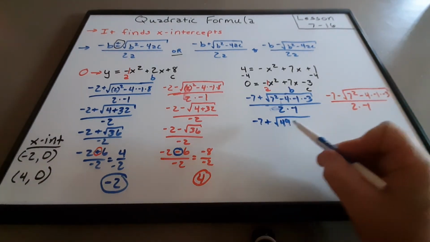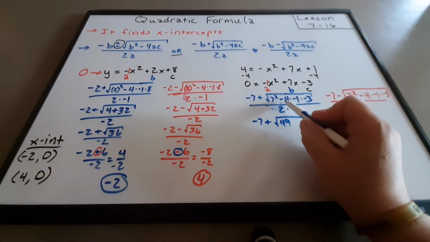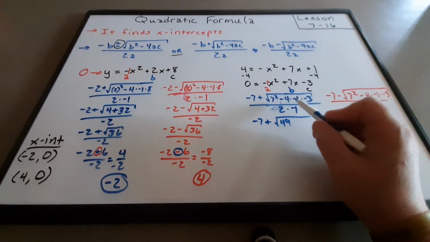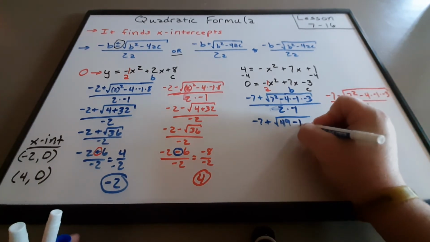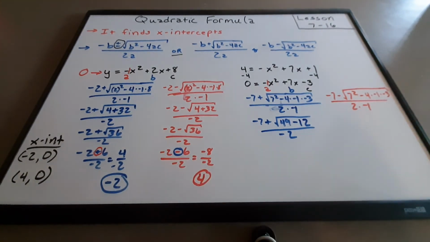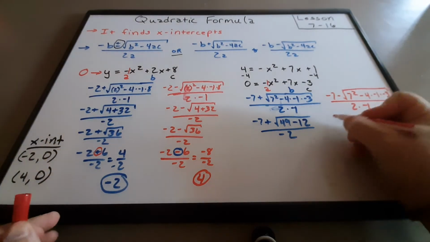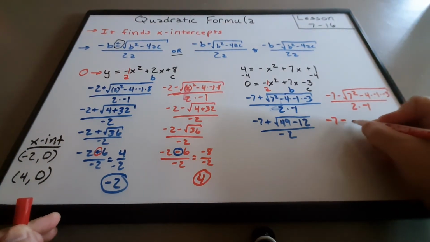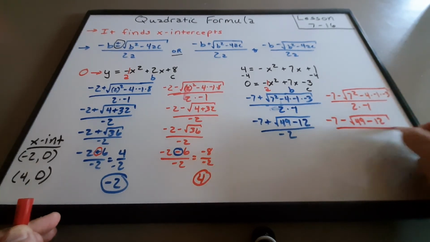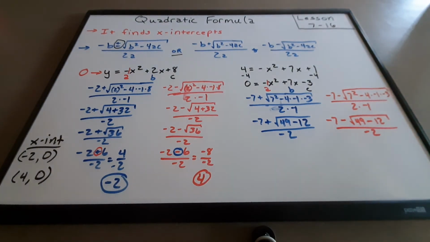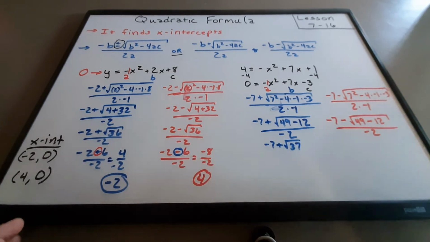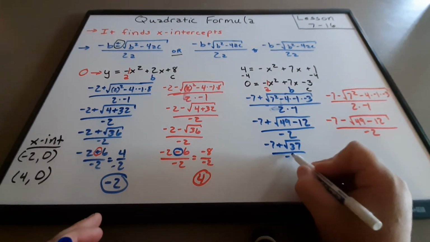And then we just go about doing this work. All right, so we did negative 7. 7 squared is 49. So we do negative 4 times negative 1 times negative 3. Negative 4 times negative 1 is 4. 4 times negative 3 is negative 12. So it becomes a subtraction problem this time, divided by negative 2. Then we have negative 7 minus, it'll be the exact same thing, 49 minus 12 over negative 2. Negative 7 plus the square root of 37, since 49 minus 12 is 37, over negative 2.